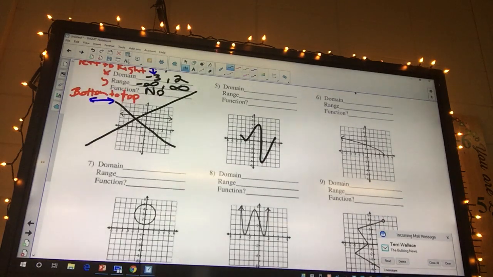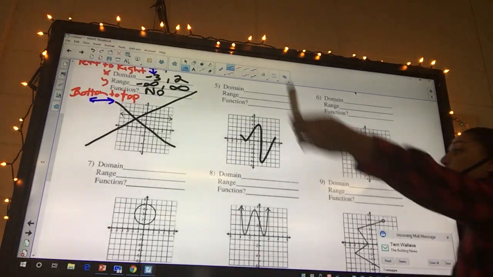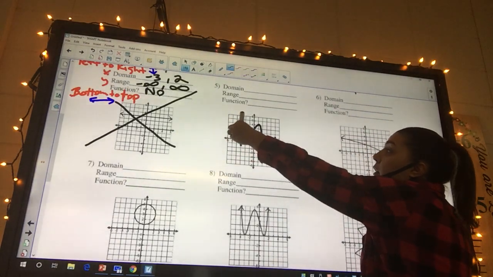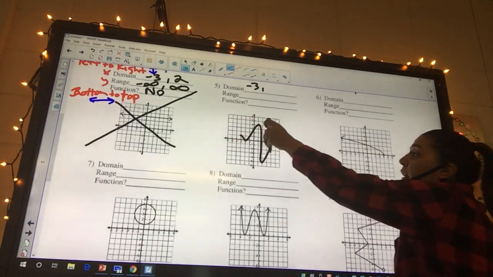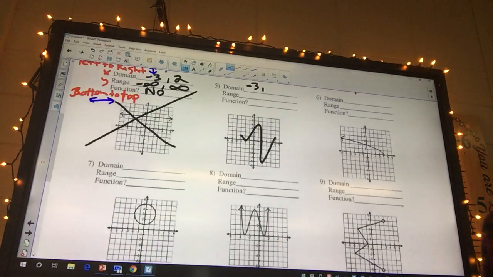So where do we start? What's the first X value we hit? Put your pencil down. -3. -3, and we kept going. What's the last number that we hit? 5.